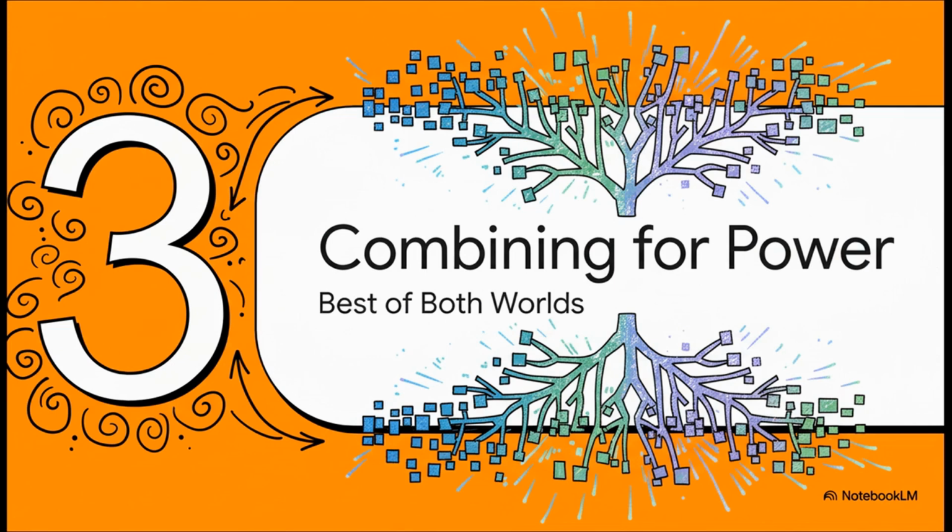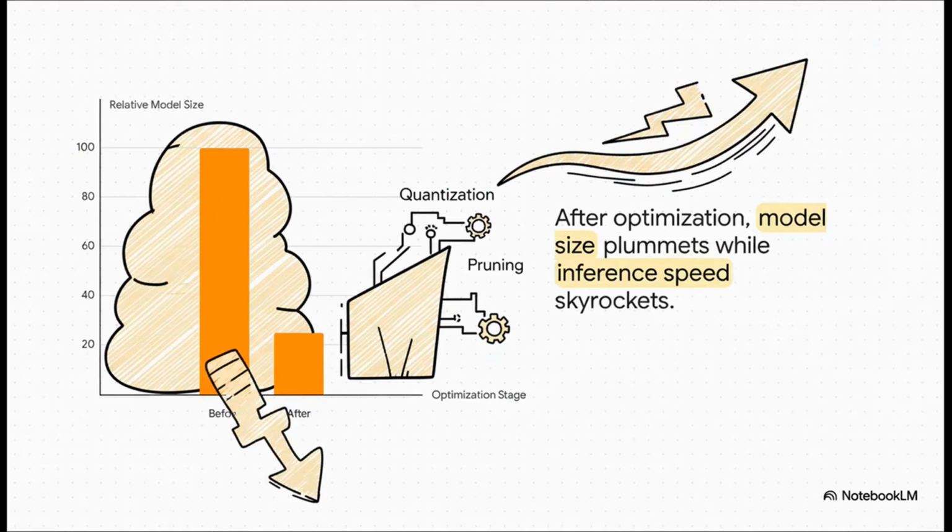Now, this is where it's really, really powerful. See, these techniques aren't mutually exclusive. The real magic happens when you use them together. You apply both quantization and pruning to get the absolute maximum optimization. I mean, just look at this chart. On the left, that's your original model, big and kind of slow, but look what happens after we apply both techniques. The model size just plummets, and the inference speed, well, it skyrockets. This is how you transform a bulky prototype into a sleek, production-ready machine.